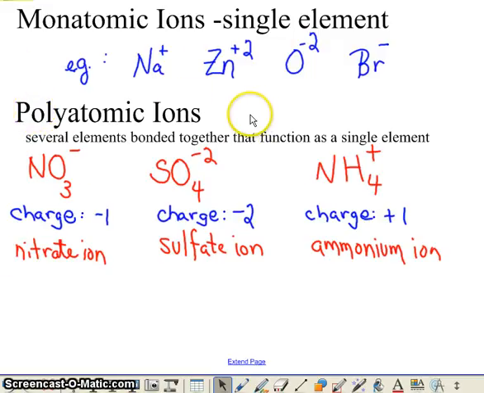Polyatomic ions are kind of strange in that there are 2 or more atoms bonded together and they carry a single charge. So the nitrate ion, the whole nitrate ion, is NO3, and it carries a charge of only -1. It's not -3 because of this 3. It's -1. Likewise, the sulfate ion is SO4, and it carries a charge of -2. And the ammonium ion carries a charge of +1. The ammonium ion, I believe, is the only positive polyatomic ion that I've asked you to memorize.